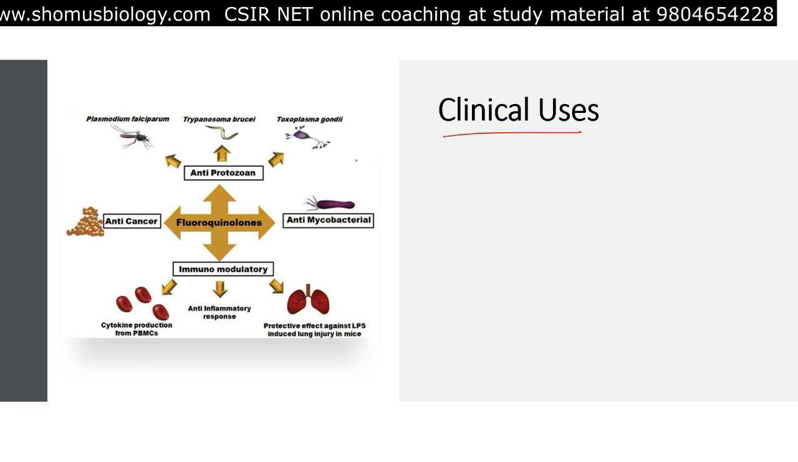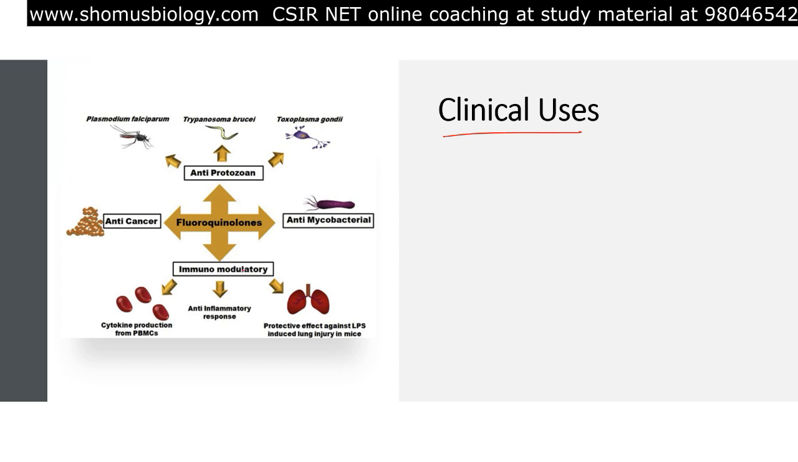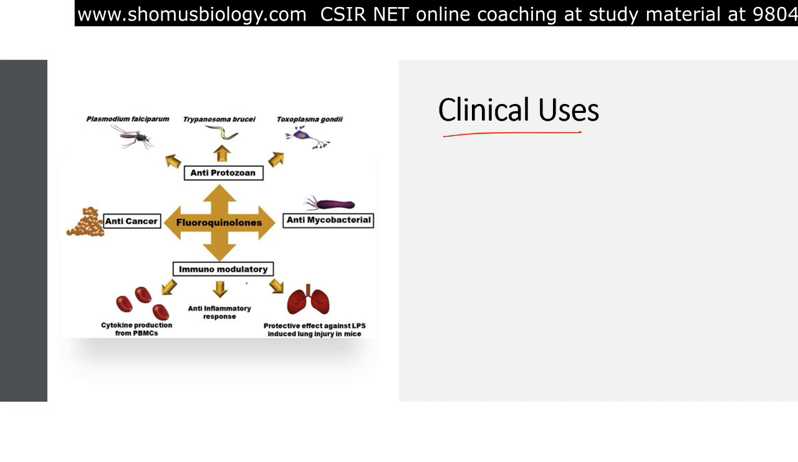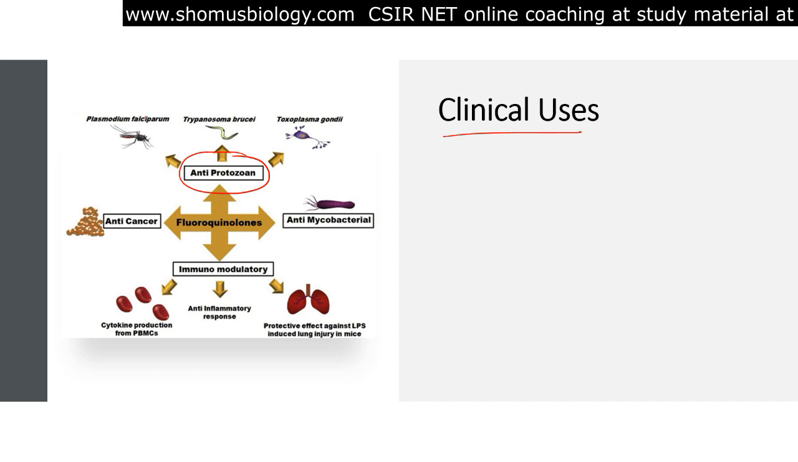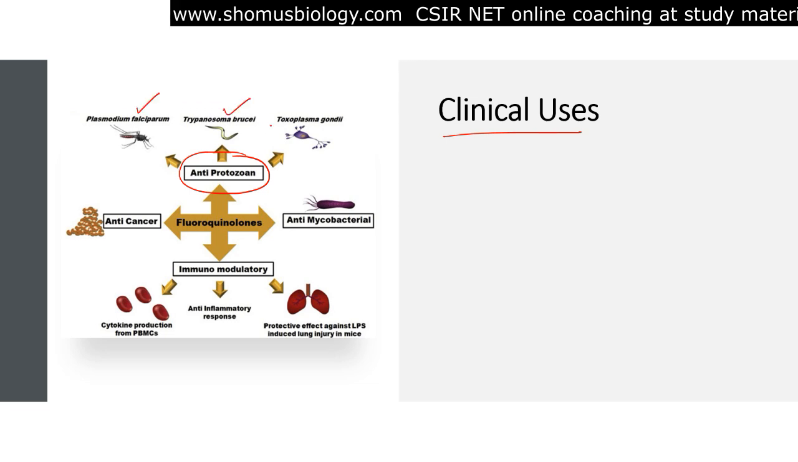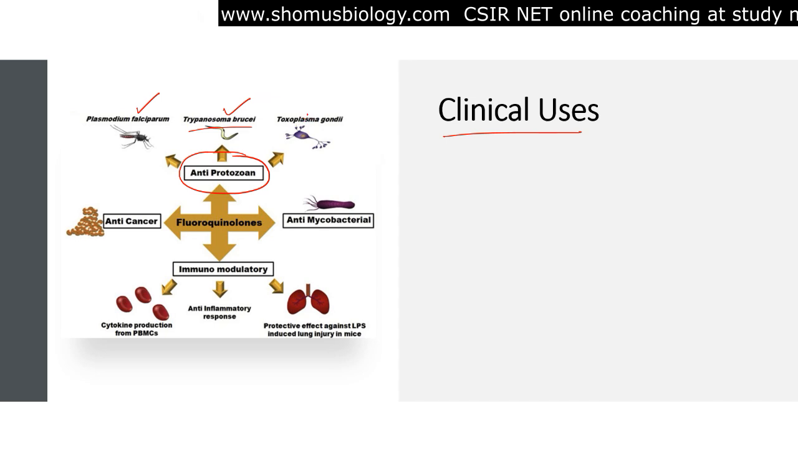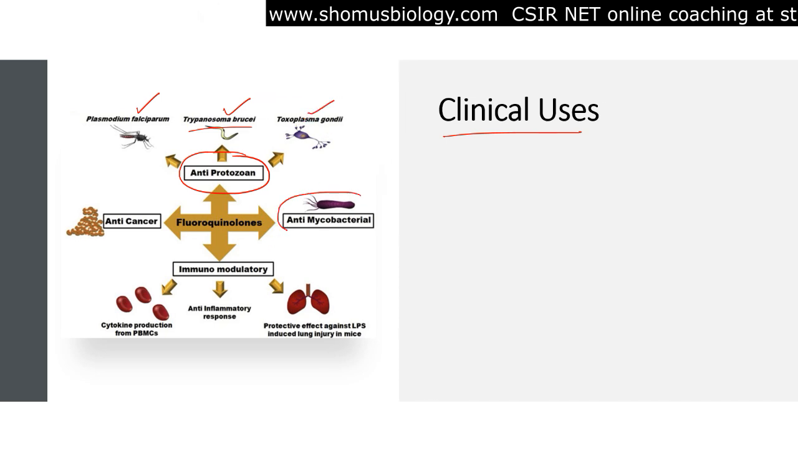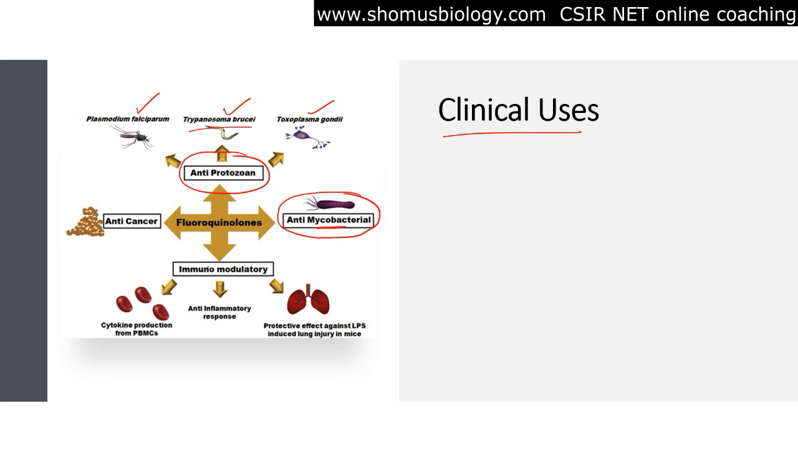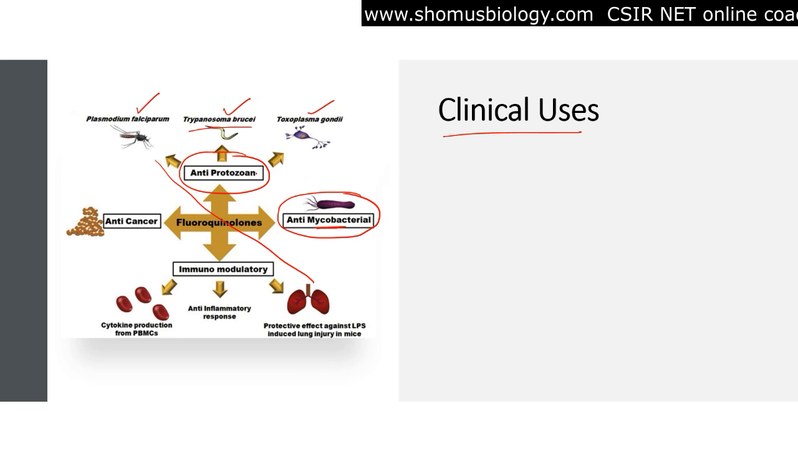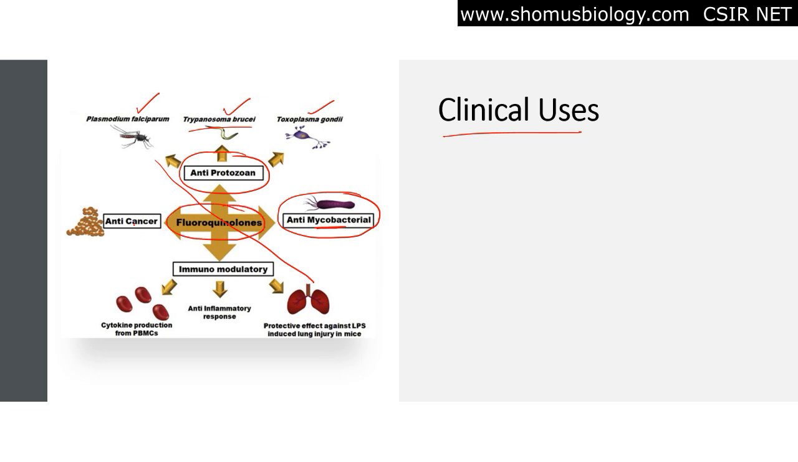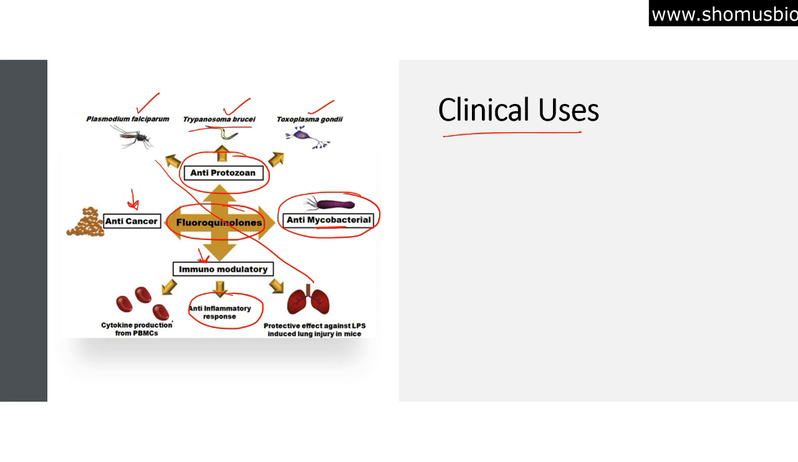So what are the clinical uses now? You can see that fluoroquinolones are used in multidisciplinary places. It acts as an antiprotozoal drug against Plasmodium falciparum, Trypanosoma brucei, and Toxoplasma gondii. It is also used as an antimycobacterial because mycobacterium is the target here. And apart from this antibacterial and anti-atypical pathogen activity, fluoroquinolones are also being used as an anti-cancer drug and an immunomodulatory drug. Particularly an anti-inflammatory response is triggered, and it affects cytokine production.